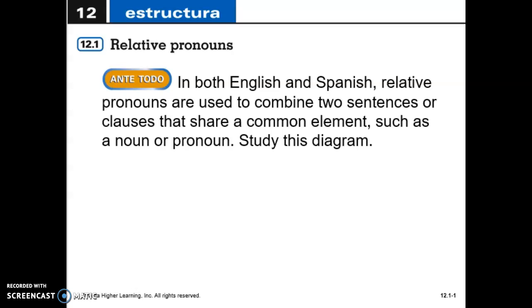And just remember that these relative pronouns are used to clarify or to combine two sentences that share one particular element, okay? And these can be a noun or a pronoun. So for example, if the subject is the same subject for both sentences, these sentences can be combined. And let's look at the following diagram.